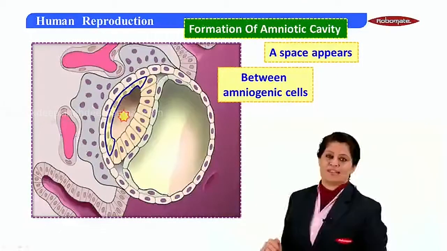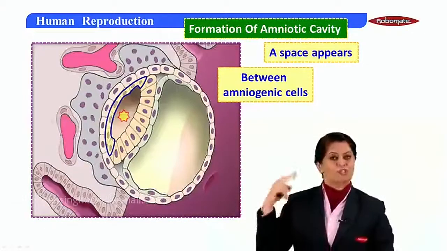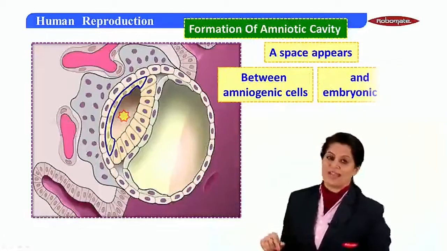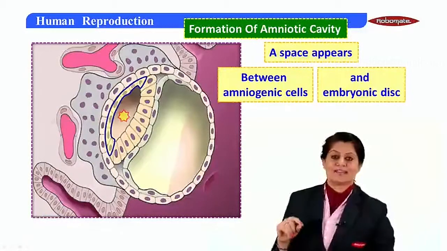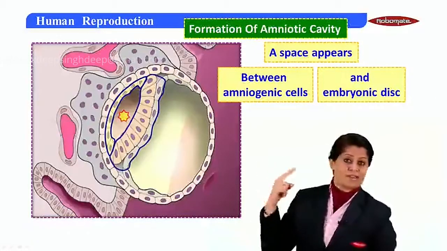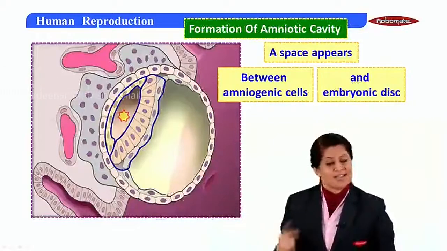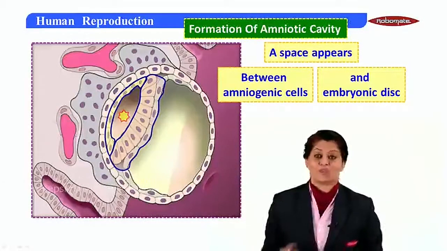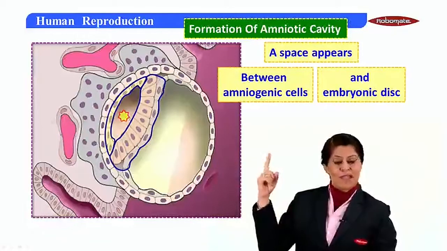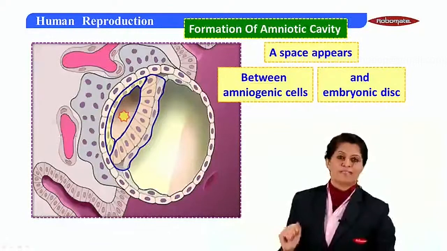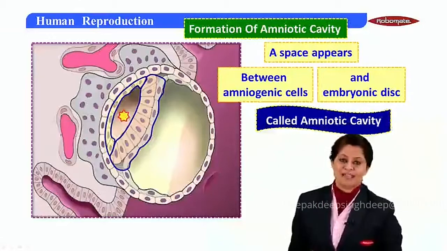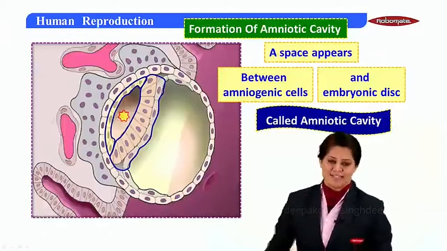These are amniogenic cells. So the cavity has on top the amniogenic cells, and below the cavity is which layer, students? The embryonic disc. And where is the embryonic disc? You can see there. That entire structure we learned from top, it looks like a disc. This is the embryonic disc. So our space appears between the amniogenic cells on top, and below on the floor, the embryonic disc. Now this cavity, students, is known as the amniotic cavity.